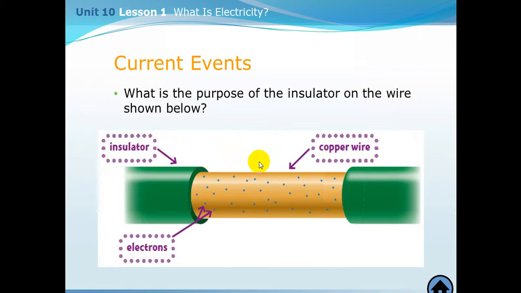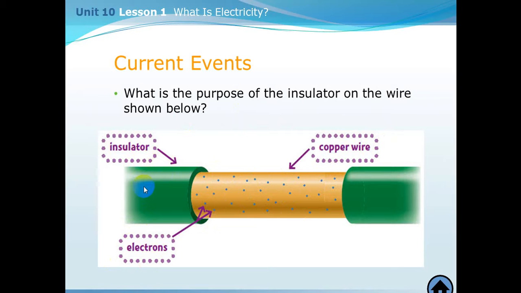But look now closely at the wires again. We have here a wire. What's the purpose of the insulator on the wire shown below? Look at this wire here. This wire is made up from copper, and it's covered with an insulator. Why do we need this insulator?